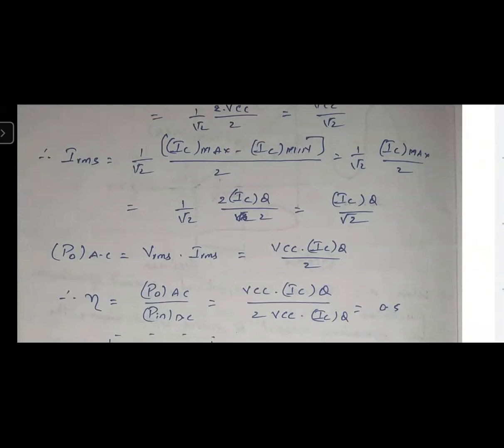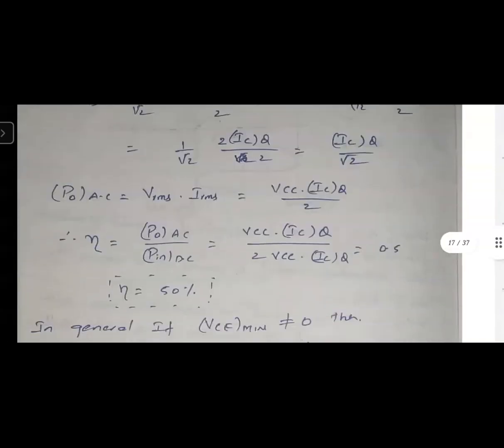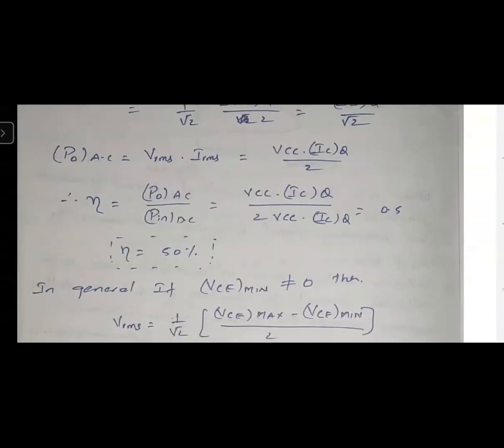We know the efficiency relation is P naught of AC by P naught of DC. P naught of AC is VCC into ICQ by 2, and P naught of DC is VCC into ICQ. By this ratio, we are getting eta equals 0.5. That is nothing but 50%. By this relation, we can say the efficiency of the class A power amplifier using transformer coupling is 50%. It is efficiently converting the input power to output power. The 50% it is delivering.